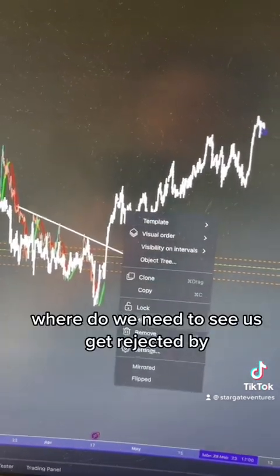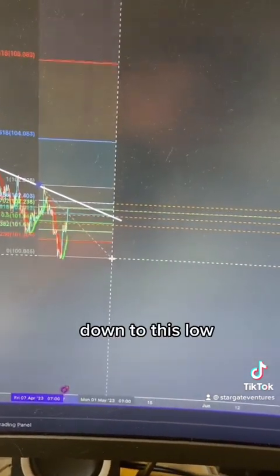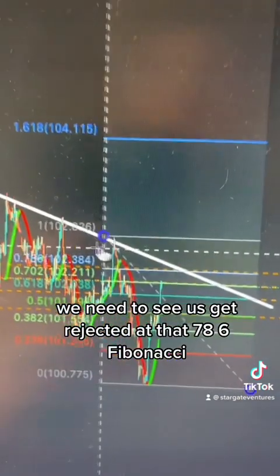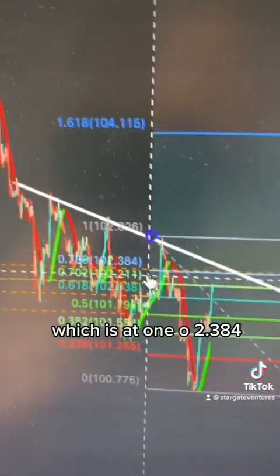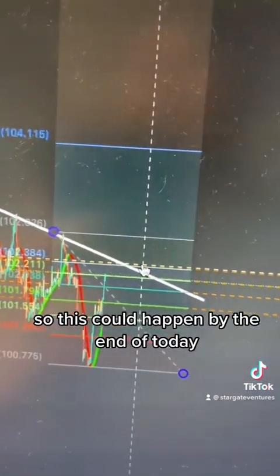Where do we need to see us get rejected by? If we take this high down to this low, we need to see us get rejected at that 786 Fibonacci, which is at 102.384. And we're a hair away. We're a hair away here. So this could happen by the end of today.